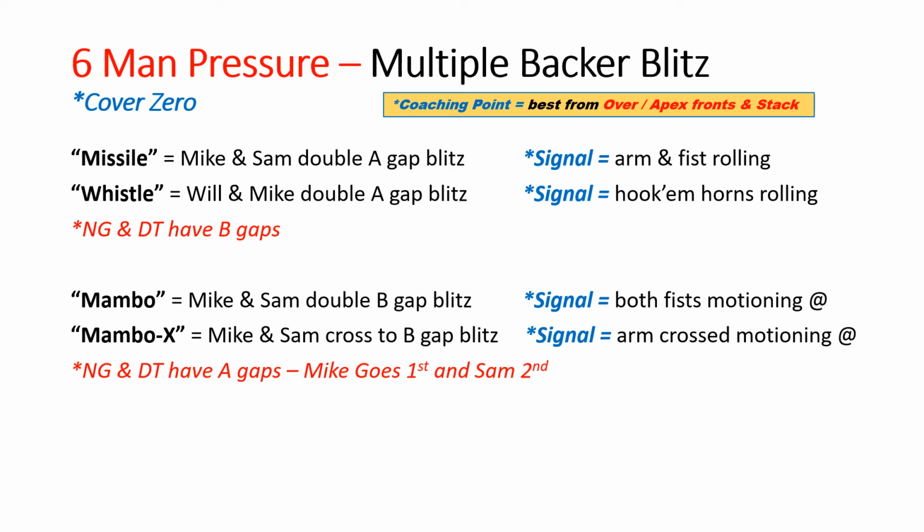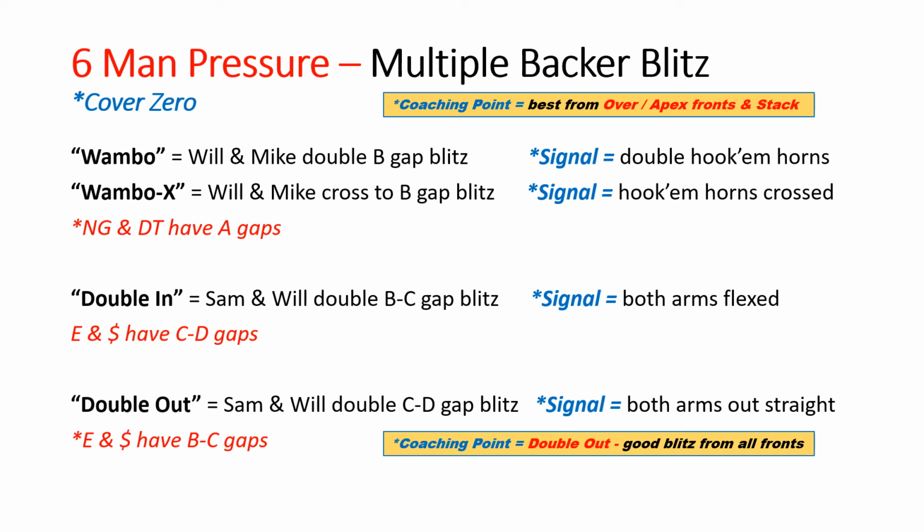6-man pressure is where we're going to bring multiple backer blitz, different combinations. What we like to do first is just our double A gap with our Mike and our Sam as a missile, our Will and a Mike as a whistle. We can bring the Mike and the Sam then in the B gaps, and that's a mambo, or we can go ahead and bring the Mike and the Sam and cross them, mambo X.